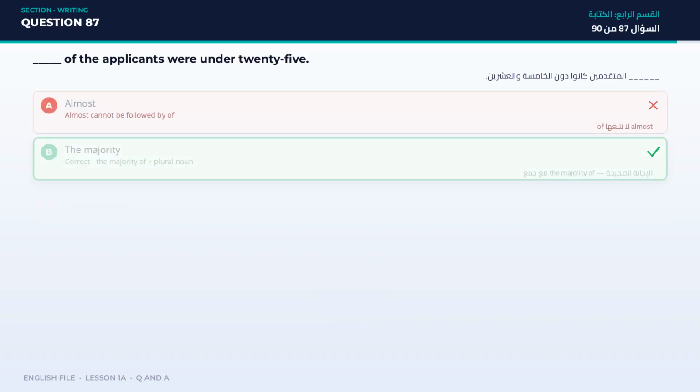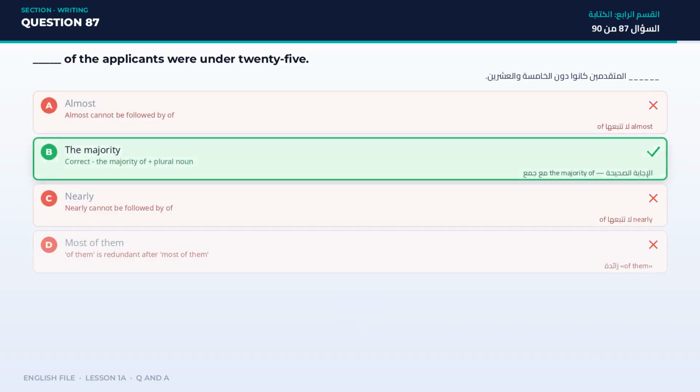Question 87. The answer is B, the majority. The majority of plus a plural noun. Not A, almost cannot be followed by of. C, nearly cannot be followed by of. D, of them is redundant after most of them.